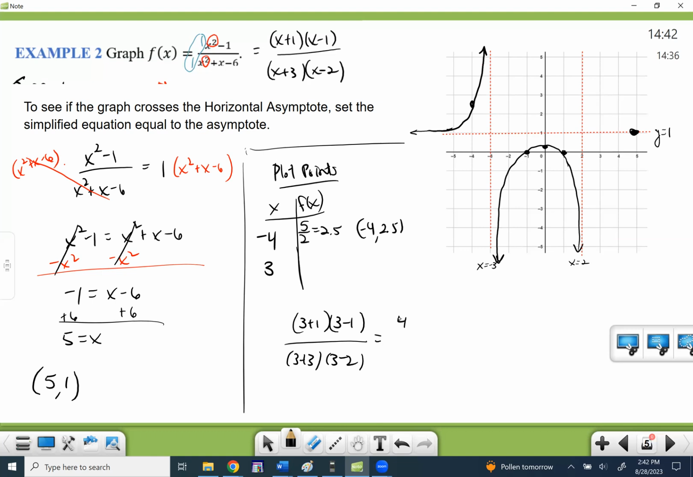So this is going to be 4 times 2 over 6 times 1, which is 8 over 6. Take half of them both, 4/3. So 1 1/3. Okay. So it looks like at 3, we're at 1 1/3, or 1.33. There we go. Okay, so we know we're up here.